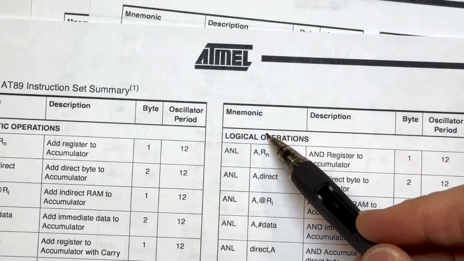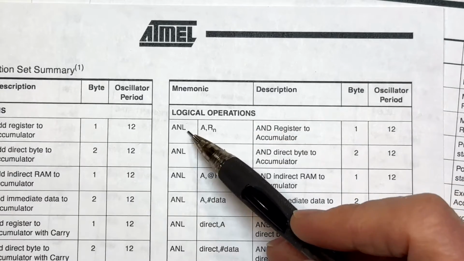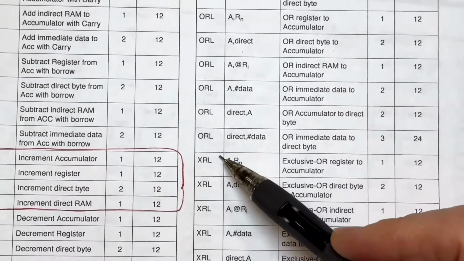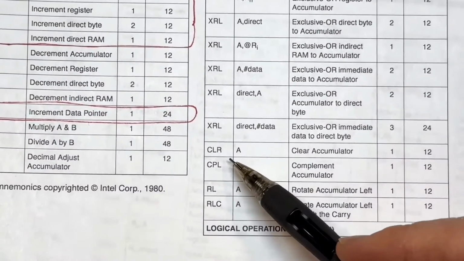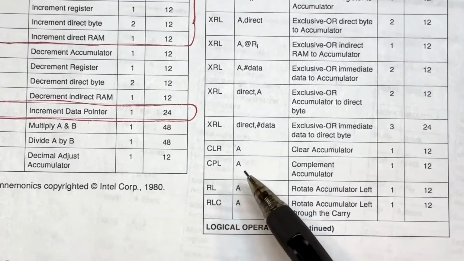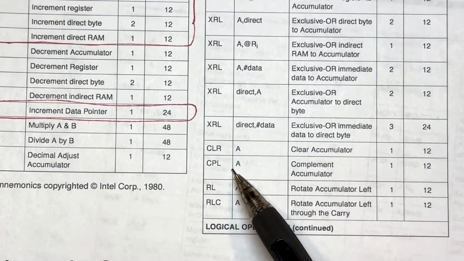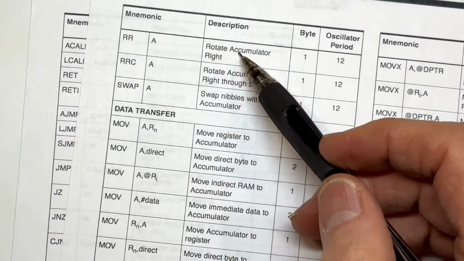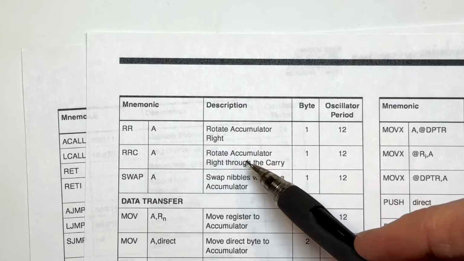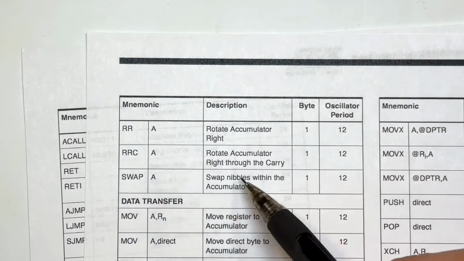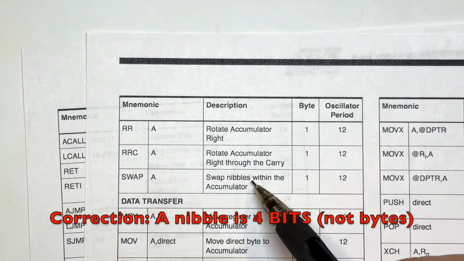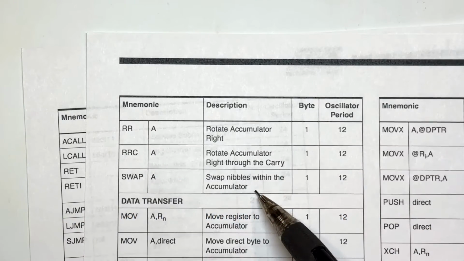And then we have the logical operations. We have AND. Here we have OR, exclusive OR. And then we have some instructions to clear the accumulator, to complement the accumulator. And then we have some rotate instructions. Here are a couple of additional rotate instructions. Here we can swap the nibbles within the accumulator. A nibble is a 4-bit quantity, so there are 2 nibbles in every byte. So we swap the 2 halves of the byte.